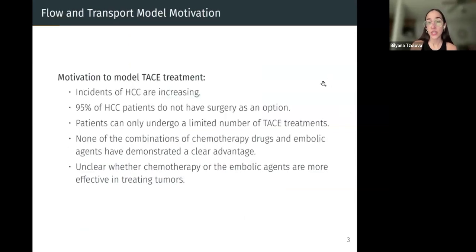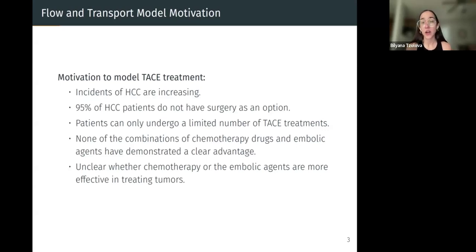So our motivation to study these TACE treatments, unlike other types of cancers, the incidence of hepatocellular carcinoma is increasing worldwide. And most patients who have this type of cancer don't have surgery as an option, which means that these TACE treatments are their only treatment plan. Because these TACE treatments end up clogging up some of the blood vessels in the liver, they can also end up clogging up blood vessels that supply blood to the healthy liver tissue. And as a result, patients can only undergo a limited number of these treatments in order to keep their healthy liver tissue viable as well.